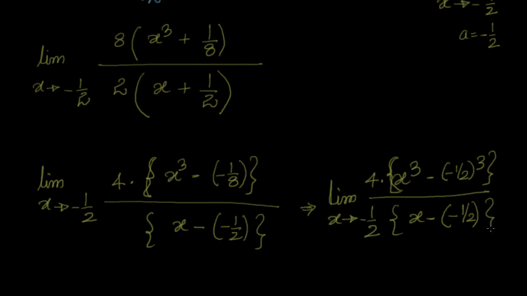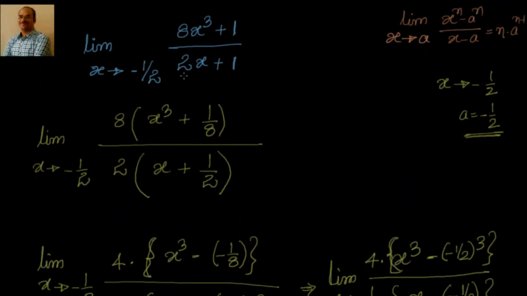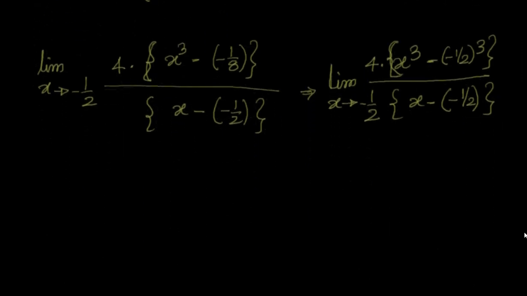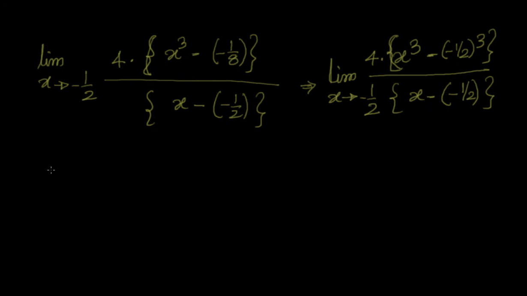Now you can see that we are in the form of x to the power of n minus a to the power of n by x minus a, where n equal to 3 and a equal to minus 1 by 2. So for us to solve this problem, the hint we have to take is x tends to a. That means I have to convert this into the form of x to the power of n minus a to the power of n. For that I have taken 8 and 2 common and we have simplified it. Now this is pretty simple.